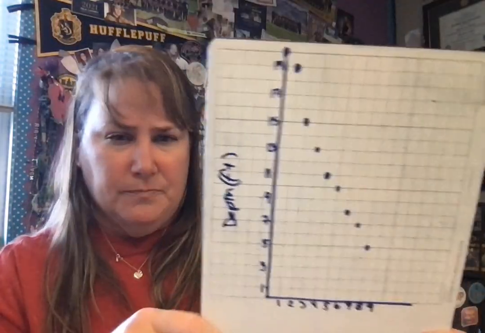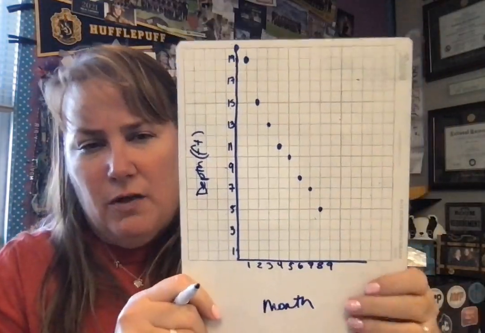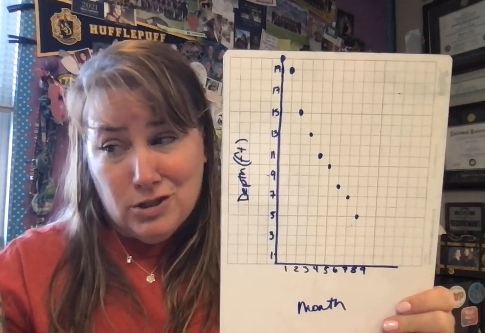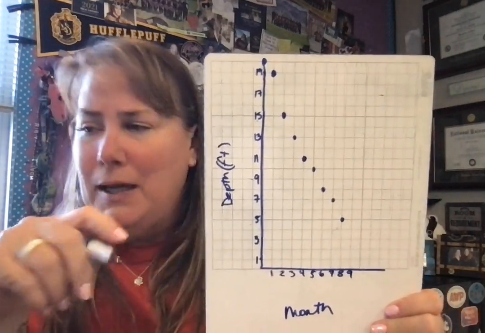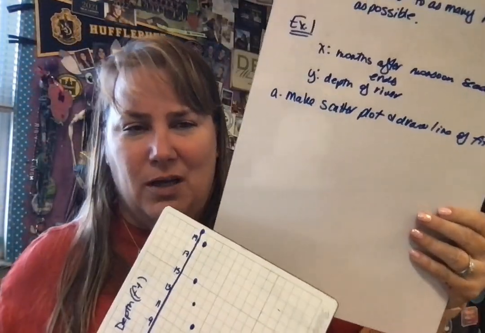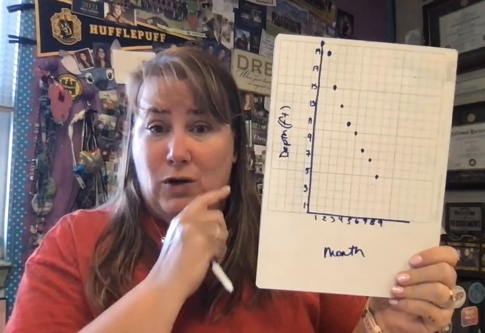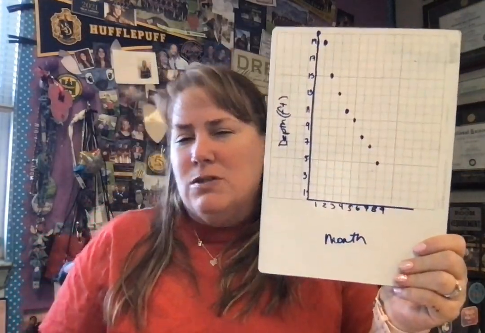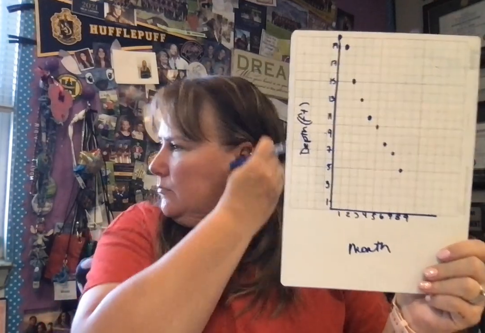Okay. So I just plotted all those points from the table. That's all I did. I just looked at the table and I plotted those points. Now part A says we are going to make a scatter plot and draw a line of fit. So our scatter plot is made. Voila. And even though it's not asking us to, let's just look at it.